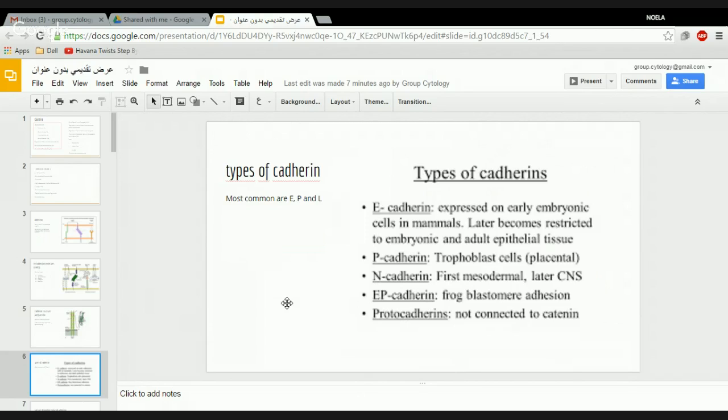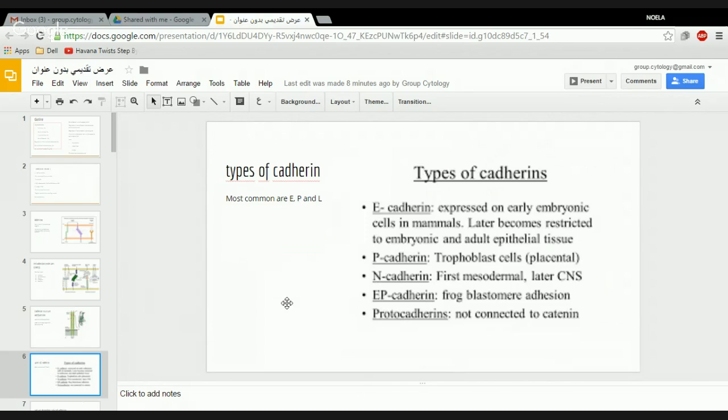P cadherins are found on cells in the placenta and epidermis. This also indicates that cadherins are very important in fertilization and development, because if the placenta doesn't fully develop, or if P cadherins are deficient and don't help in putting the cells of the placenta together, then the fetus is not going to get enough fluid or enough nutrients from the mother, and it's going to die.